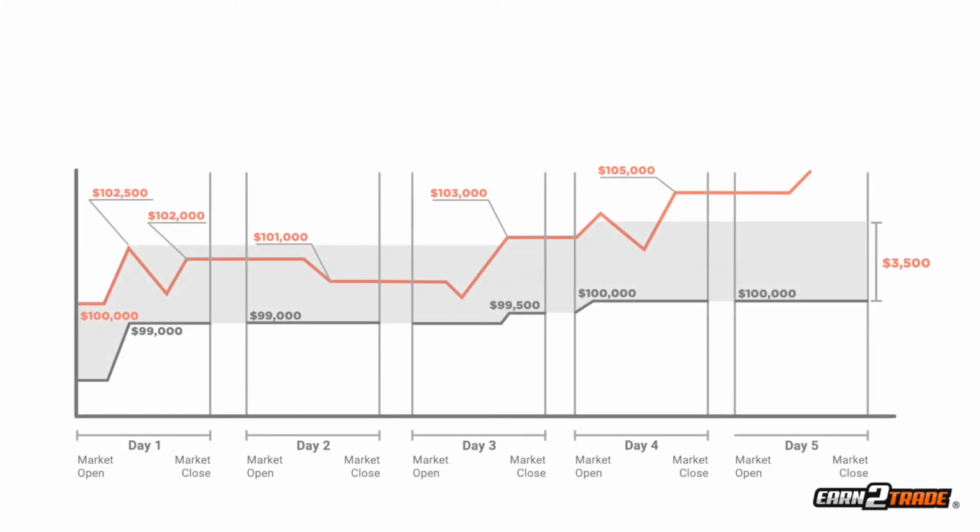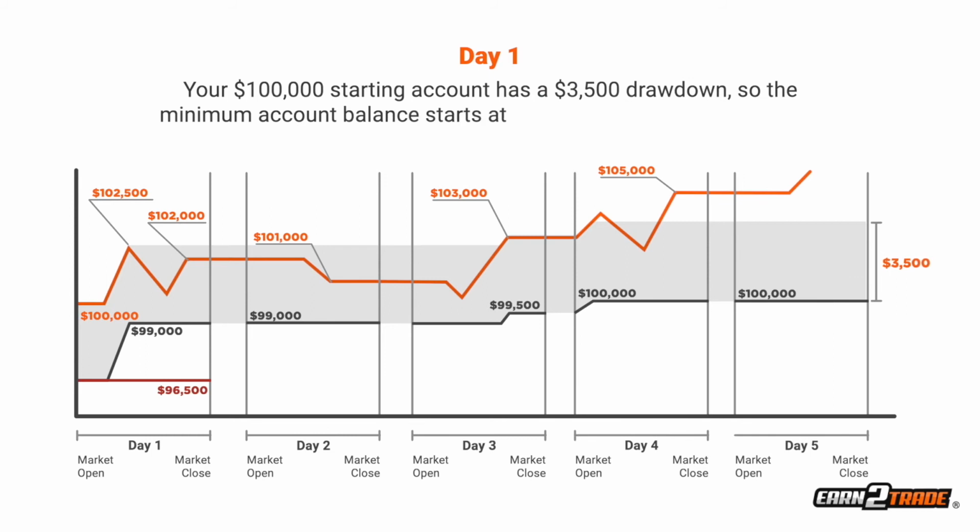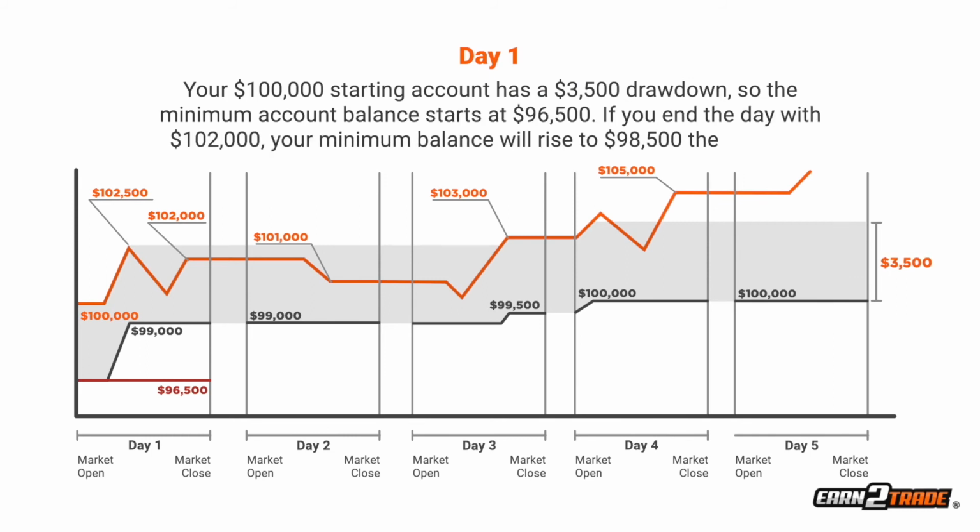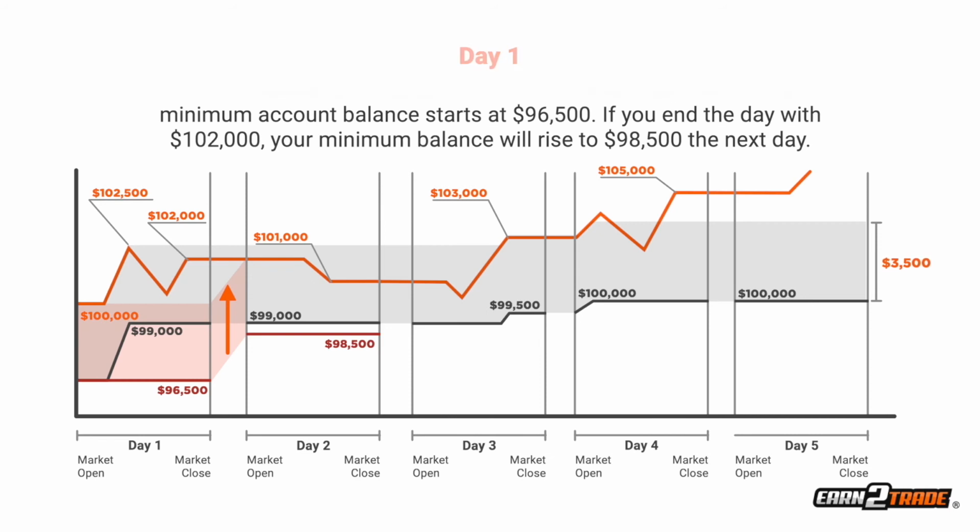Let's use the same concept of having a $100,000 starting account with a $3,500 drawdown. In this case, it's going to be an end-of-day drawdown. That means that our minimum account balance will start at $96,500. If we end the day with $102,000, even if we've been higher than that, our minimum account balance is only going to rise to $98,500 because it's based on that end-of-day close.